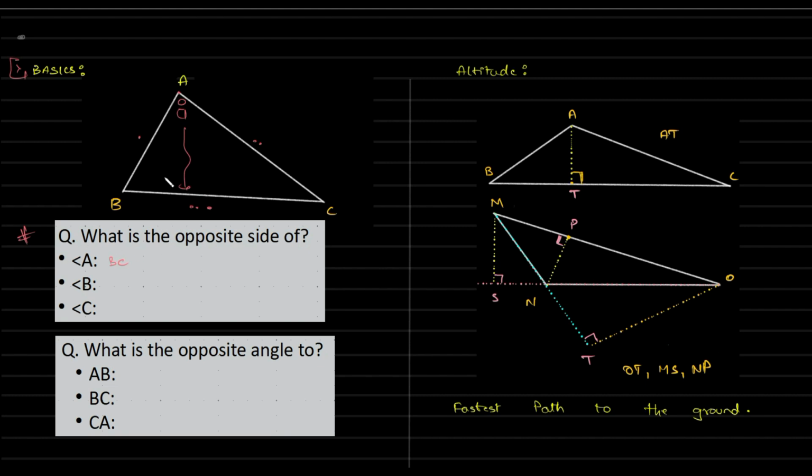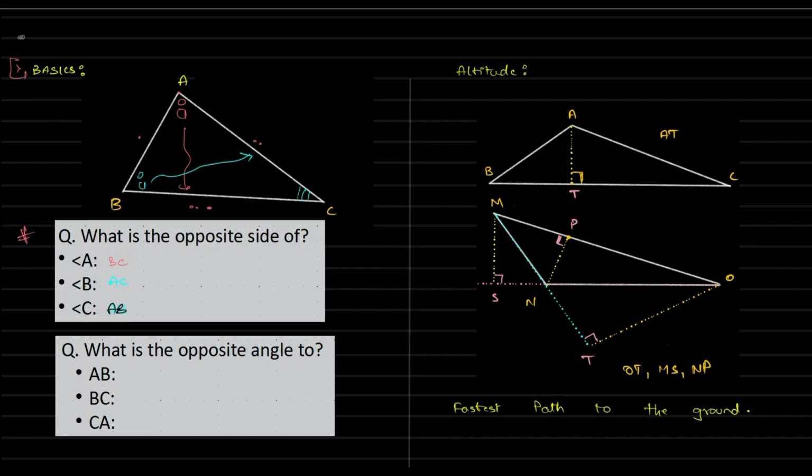If we happen to stand at angle B, if we happen to stand over here, which is the opposite side? AC. And if we happen to stand at angle C, the opposite side happens to be, yes, AB.